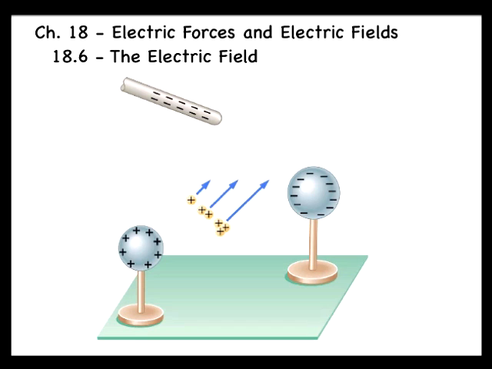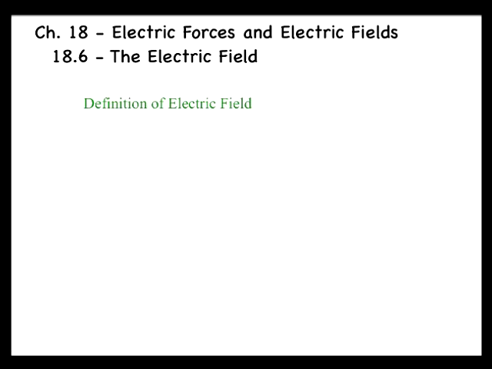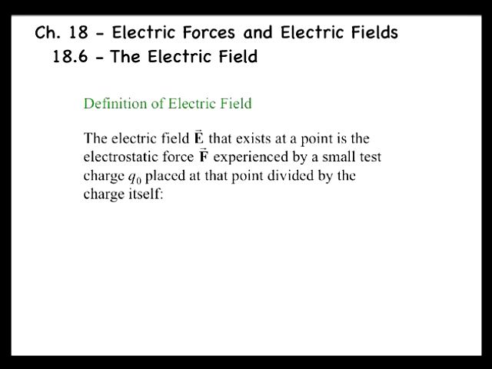But what if we instead mapped out the force per unit charge, rather than just the force? Then we could place the test charge on the map and just multiply it by the value of the force per unit charge at that point on the map. This is precisely the origin of the concept of electric field. The electric field that exists at a point is the electrostatic force experienced by a small test charge, Q0, placed at that point, divided by the magnitude of the charge itself, or E equals F divided by Q0.